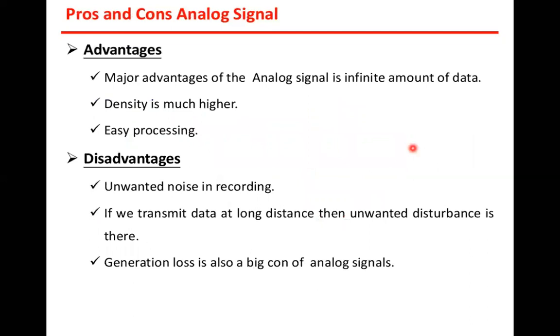What are the pros and cons of analog signals? Let us first see the advantages. The major advantages of analog signals are that the density is much higher and it is very easy to process. But there are disadvantages, which are unwanted noise in recording. If we transmit data over a long distance, then unwanted disturbance is there. Generation loss is also a big drawback of analog signals.